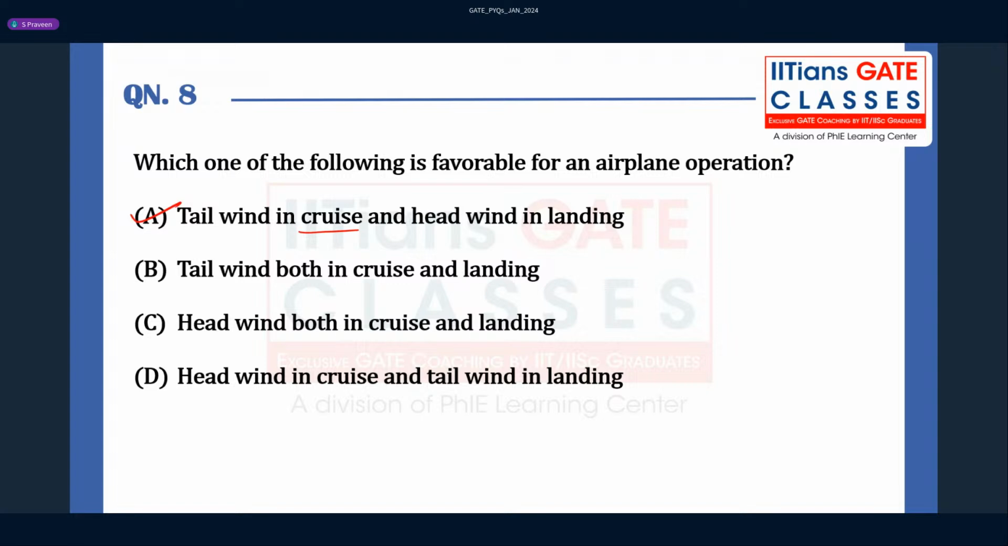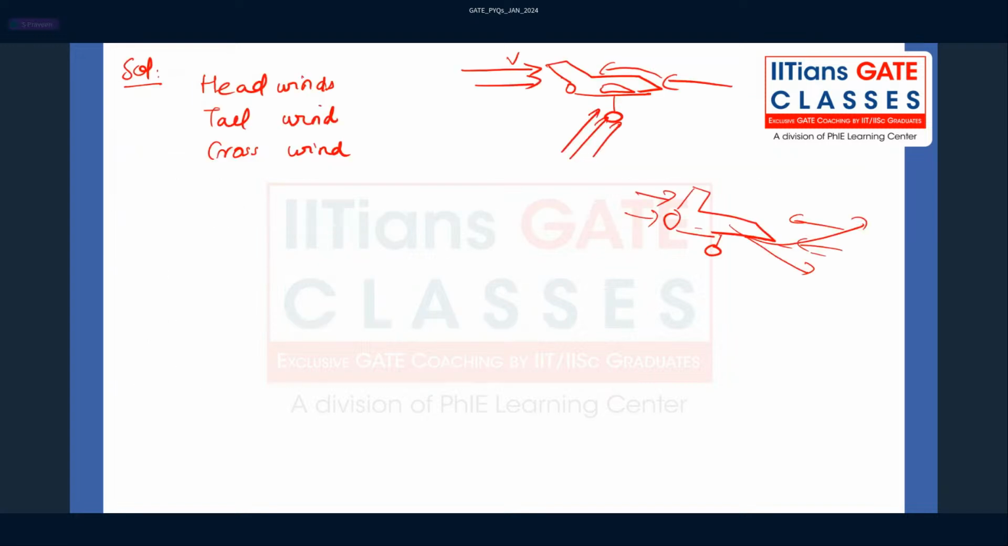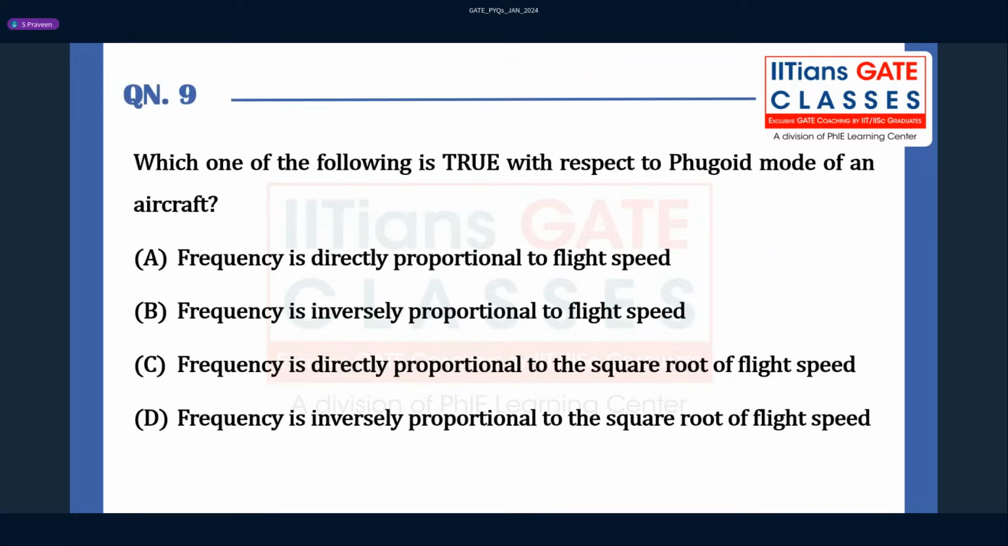Okay. Right. So let me go to the next question. Which one of the following is true with respect to the Phugoid mode of an aircraft? So we have four options. Frequency is directly proportional to flight speed. Frequency is inversely proportional to flight speed. Frequency is directly proportional to square root of flight speed. Frequency is inversely proportional to the square root of the flight speed.